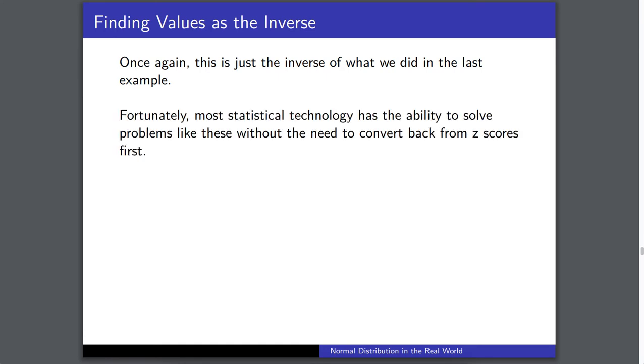Again, we'll use the technology that we've been using, and most statistical technology has the ability to solve problems like these without the need to convert back from z-scores first. If you wanted to, you could get the z-score, much like we did when we found z-scores for a known area at the end of the last section, and then convert them back with the mean and standard deviation to the observed values. But since most technology allows us to solve problems like these in one step, we'll do that instead.